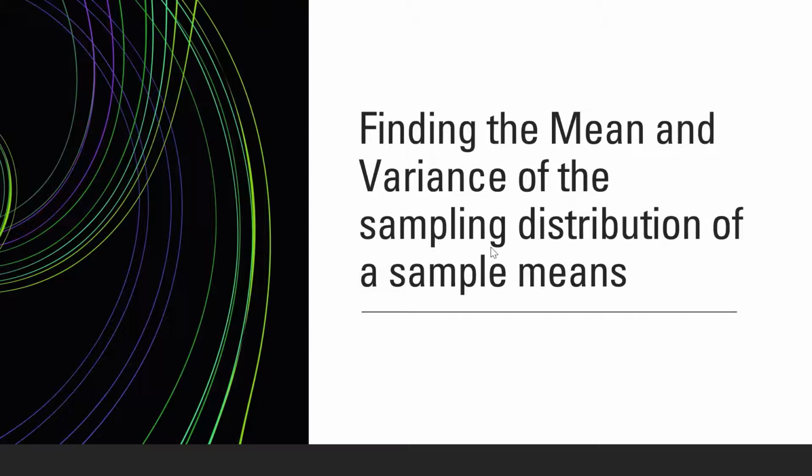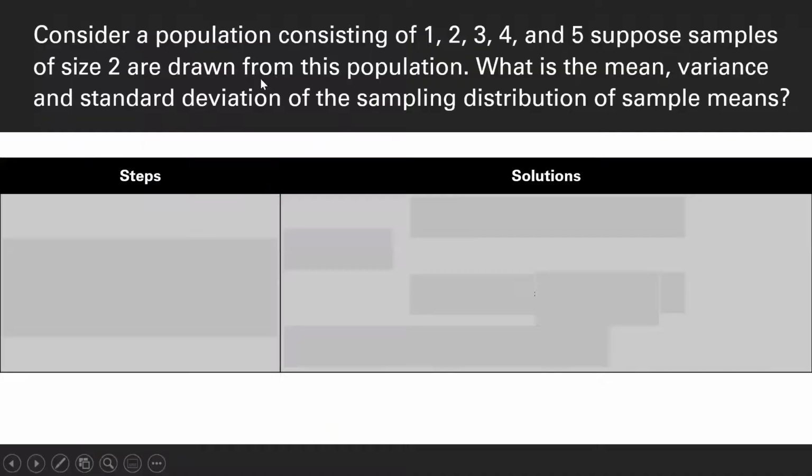Let's talk about finding the mean and variance of the sampling distribution of sample means. Let's have this example. Consider a population consisting of 1, 2, 3, 4, and 5. Suppose samples of size 2 are drawn from this population. What is the mean, variance, and standard deviation of the sampling distribution of sample means?